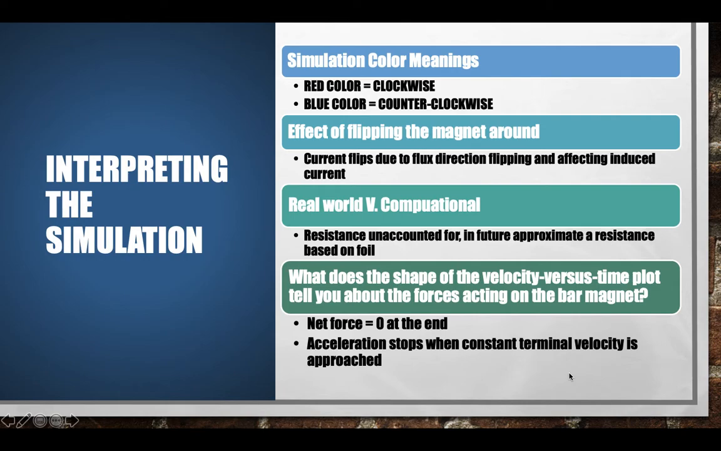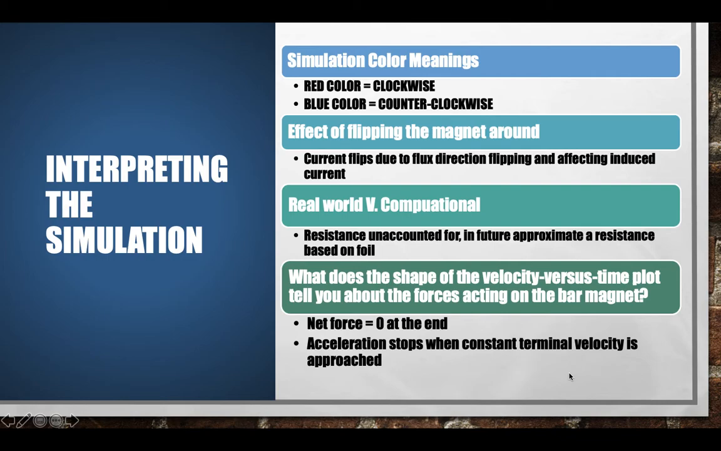Also, if we compare the real world versus the computational model, the difference between them is that the resistance is unaccounted for in the computational model. And if we wanted to make this better, for a future approximation, we would approximate a resistance based on the foil, which is aluminum in this case.